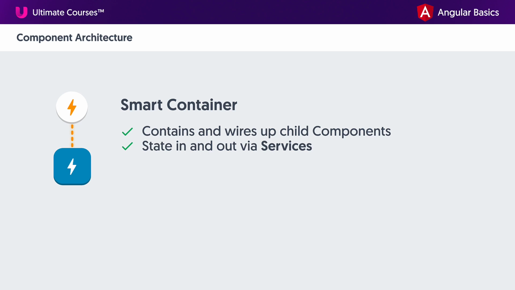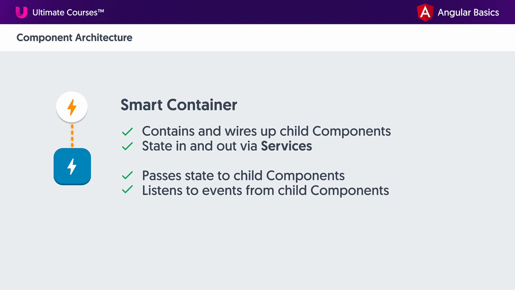The smart container essentially grabs that state from perhaps a service or a store. Smart containers are then in charge of passing the state to other components, our dumb components. They also then listen to those events from the dumb components for when the state needs to change. Smart containers are typically top-level components, which means that they are frequently used in routing. And we'll cover this as we start coding throughout this course.